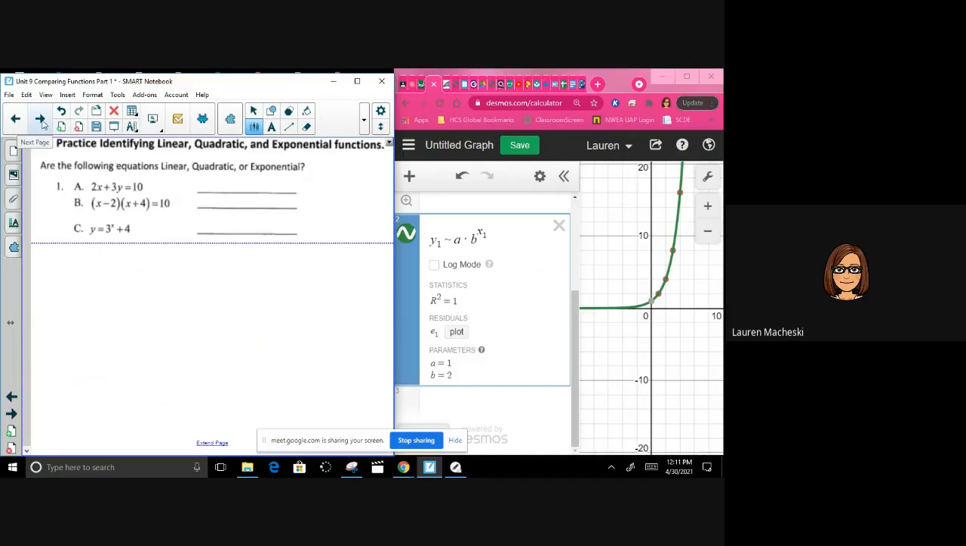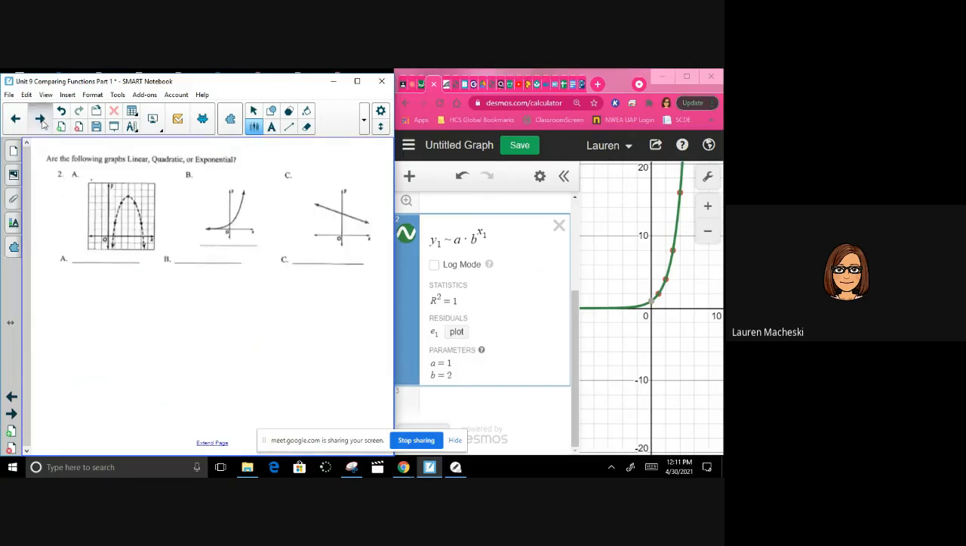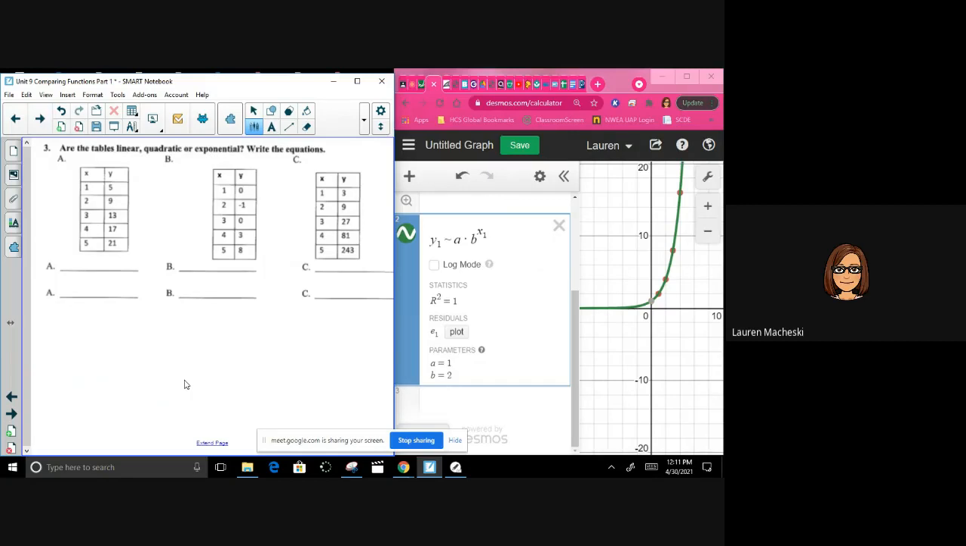Let's skip 1. Let's skip 2. Let's jump right to 3. Everybody see 3? All right, so I'm giving you 3 tables. Let's decide, are they linear, quadratic, or exponential? And then the calculator will write the equation. All right, so look at the first one.